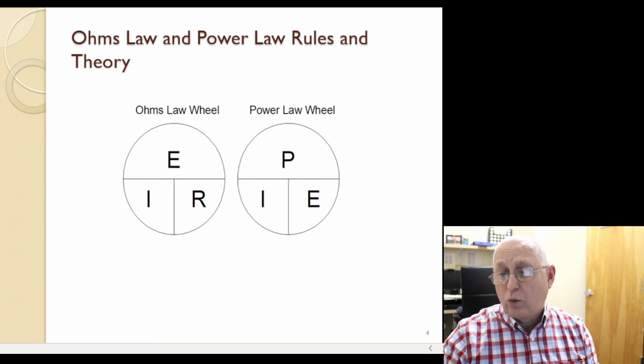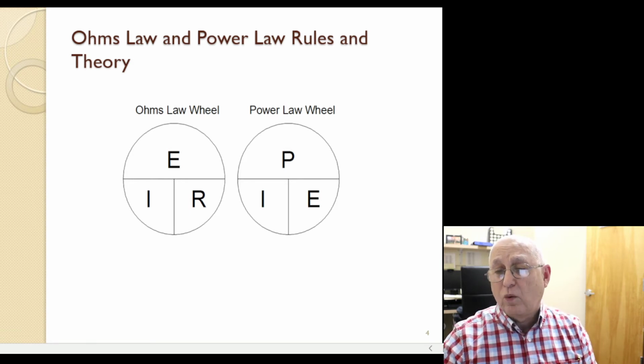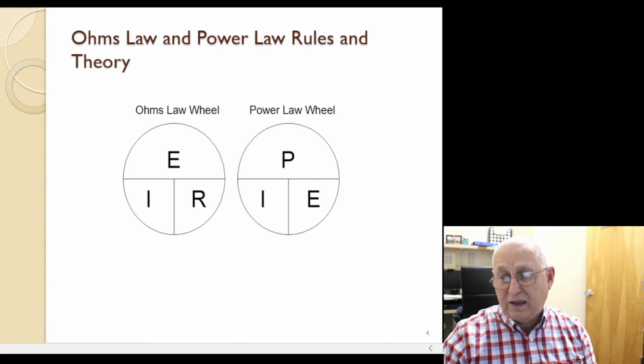Likewise, in the power wheel formula, if I want to find P, I cover up P, it is I times E. If I want to find I, it is P divided by E. And if I want to find E, cover up E, P divided by I.